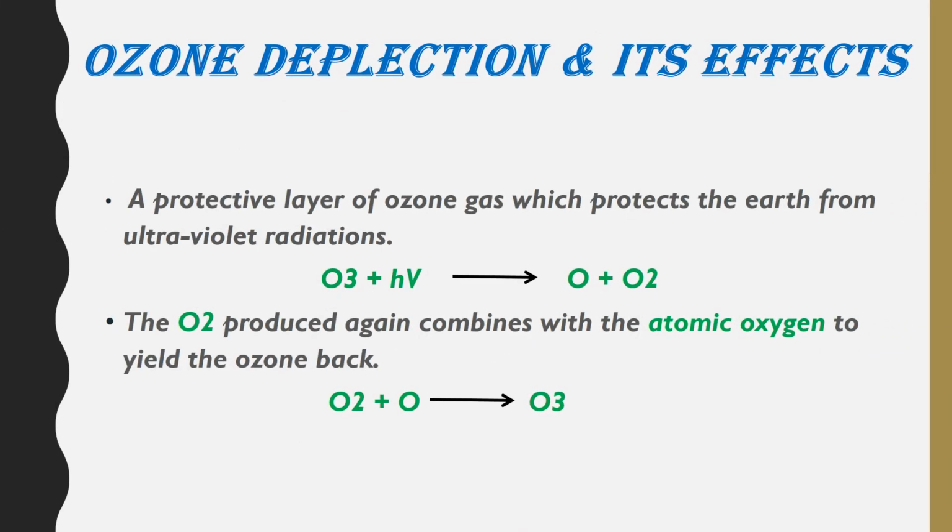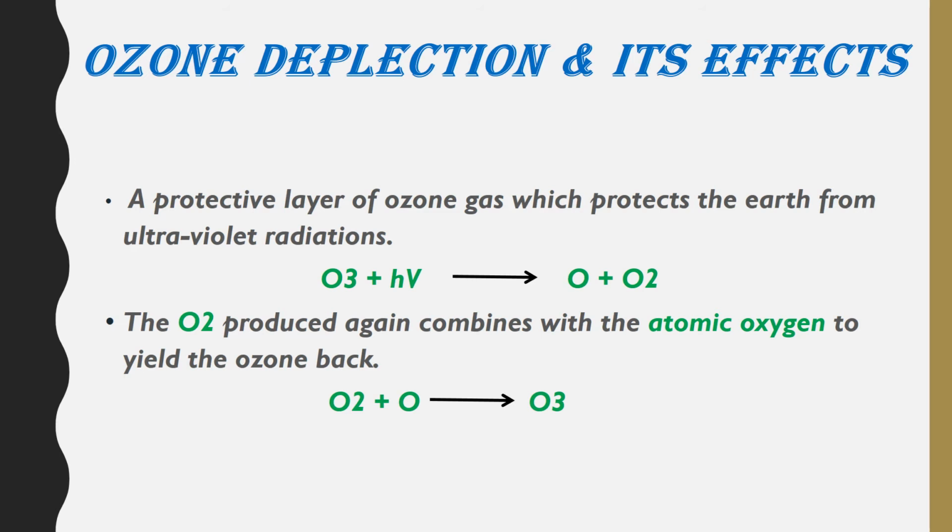Today's second topic is the ozone layer and ozone depletion and its effects. What is ozone? What is ozone depletion, and what are its effects? These three terms we should understand in this topic. What is ozone? Ozone is a protective layer of ozone gas. When three atoms of oxygen combine, O3, they make ozone gas.